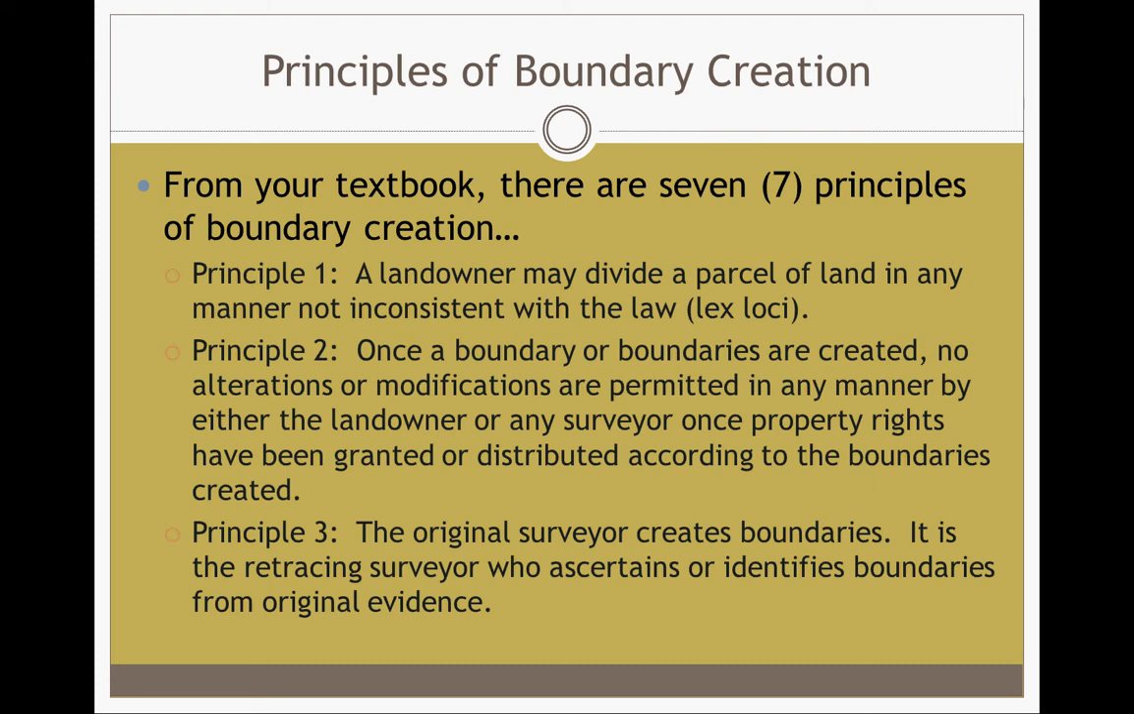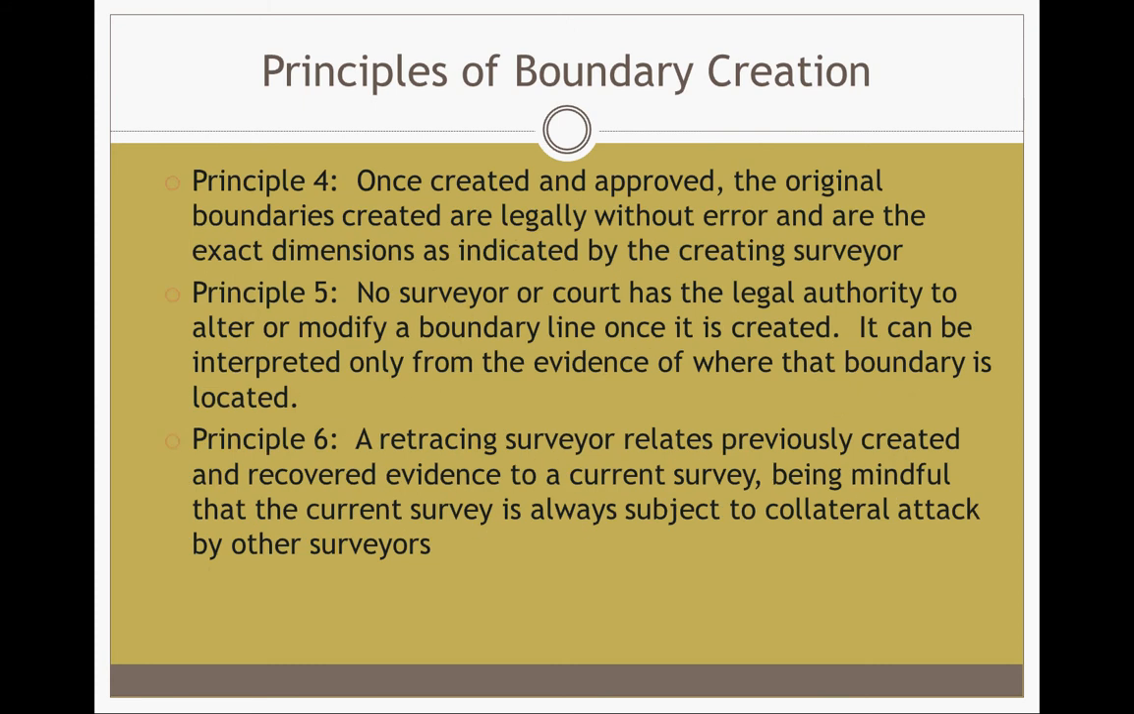The original surveyor creates boundaries. It is the retracing surveyor who ascertains or identifies boundaries from original evidence. That's a very important principle, number 3. Number 4, once created and approved, the original boundaries are legally without error and are the exact dimensions as indicated by the creating surveyor. Principle 5, no surveyor or court has legal authority to alter or modify a boundary once it is created. It can be interpreted only from the evidence of where the boundary is located.